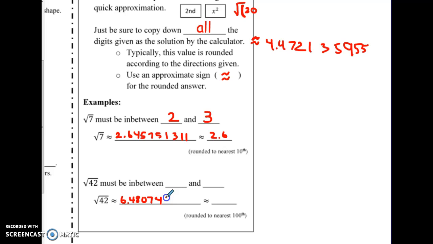And then this time they want us to round to the nearest hundredth. So nearest hundredth is 2 decimal places, so remember we're keeping the 0.48 this time. And again, if we were estimating to begin with, this is really close to the square root of 49, which I know is 7. And the square root of 36 is a little bit lower than 42, so I know the square root of 36 is 6.